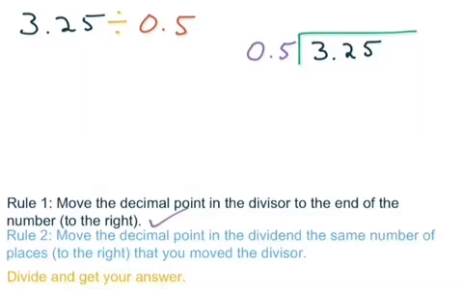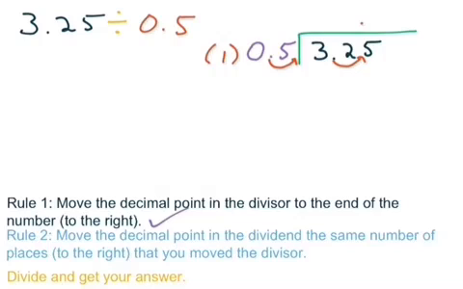So I have a decimal point in the divisor. I need to move it all the way over to the right. Only one place, but I get it to the end. Now, rule 2 is move the decimal point in the dividend the same number of places to the right that you moved the divisor. So I moved it 1 there, and now I'm going to move it 1 here. I'm also going to bring it straight up. So now it says divide to get your answer. So we basically turned what was 3 and 25 hundredths divided by 5 tenths into 32.5 divided by 5.